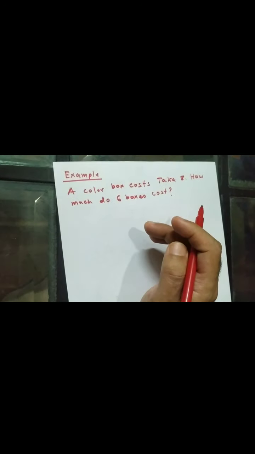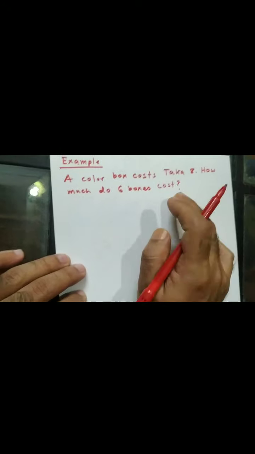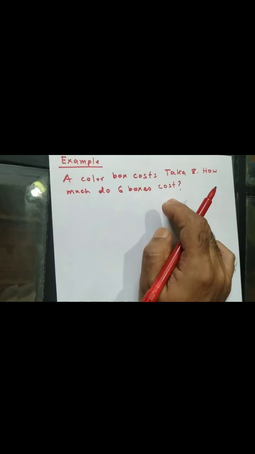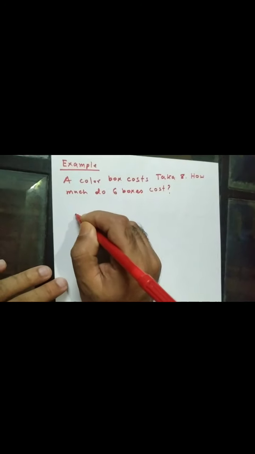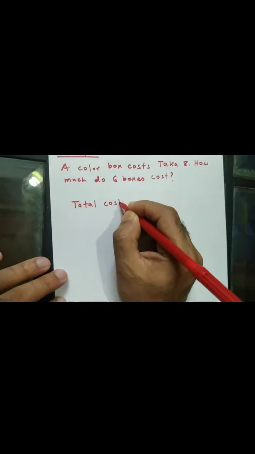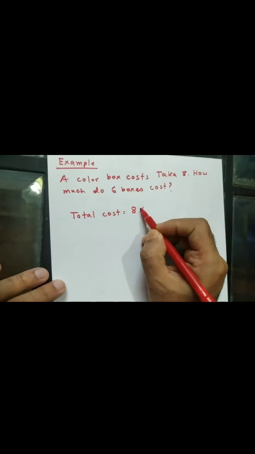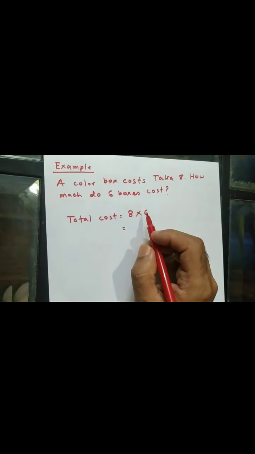So it's very easy. You are doing repeated addition in order to find the total cost. So if you have to do repeated addition in order to find the total cost, what you have to do? You have to multiply. So simple. Total cost equals to what? Price of each box, which is 8, and how many boxes you need, and the price of how many boxes you need?